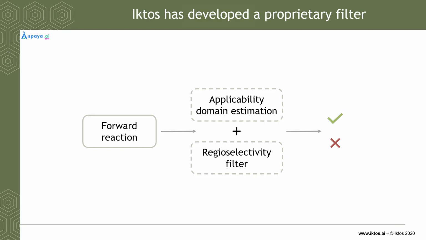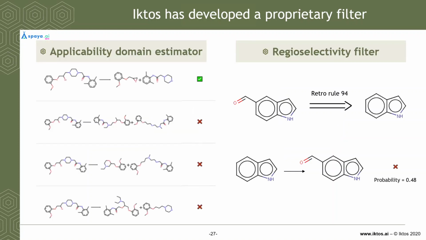Yeah, so for instance, on the ranolazine example, if we apply our applicability domain estimator, we can see that, and this is a screenshot of an internal application we have developed at Iktos to be able to debug Spaya and better understand how the system is working. And you can see that this is valid for our applicability domain estimator, which is not the case for those kinds of crazy disconnections. Regarding the regioselectivity filter, you can see that in the forward direction, this Friedel-Crafts reaction has been rejected by our regioselectivity filter because we have a probability of 0.48.